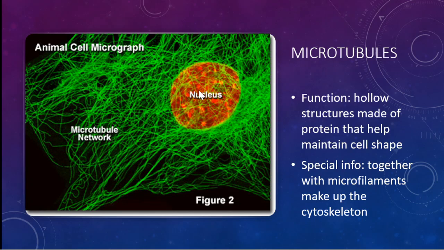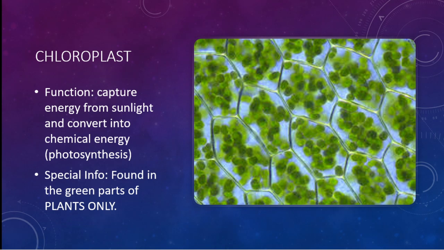So you can see here's the nucleus again with the nucleolus and then some microtubule networks. These are in plants and animals.